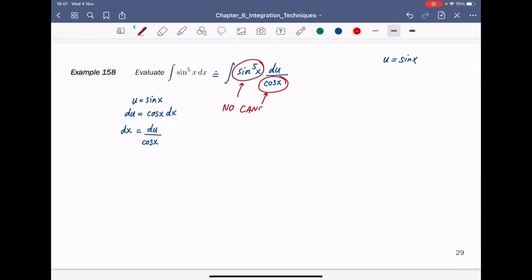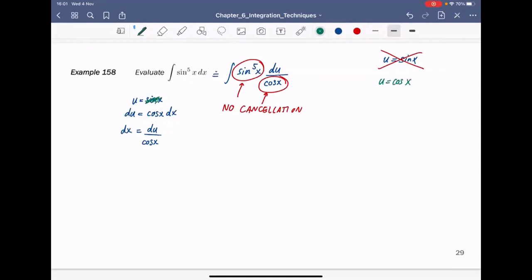No cancellation, right? No cancellation. This is not a good choice. But if you feel like, hey, this is not working, so we're gonna pick u equal to cosine x.